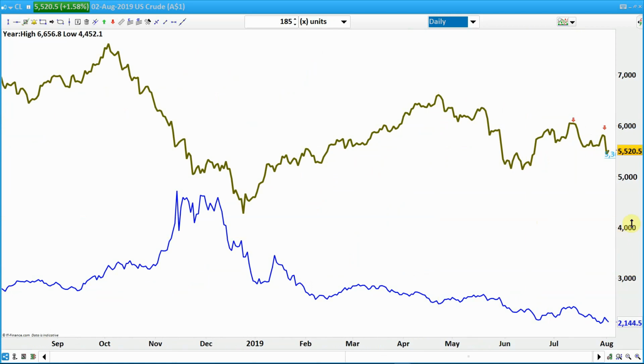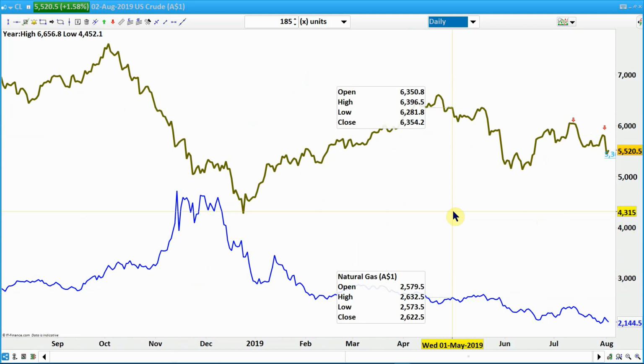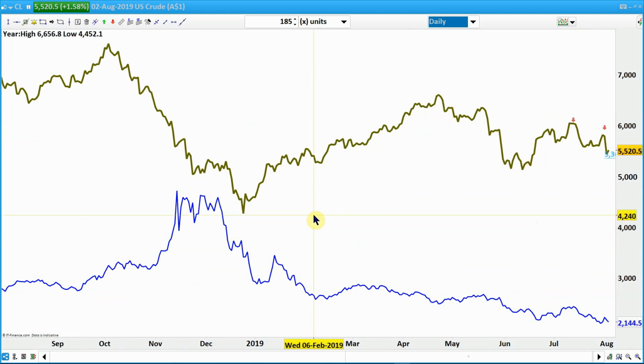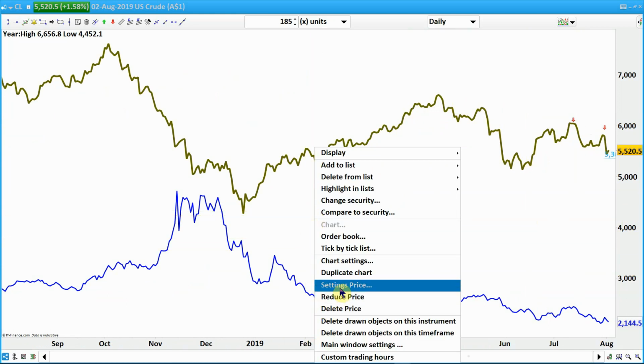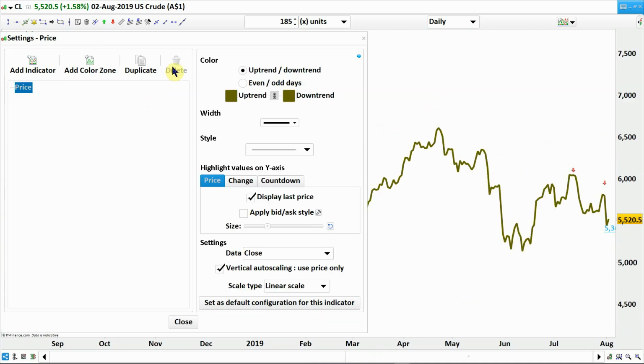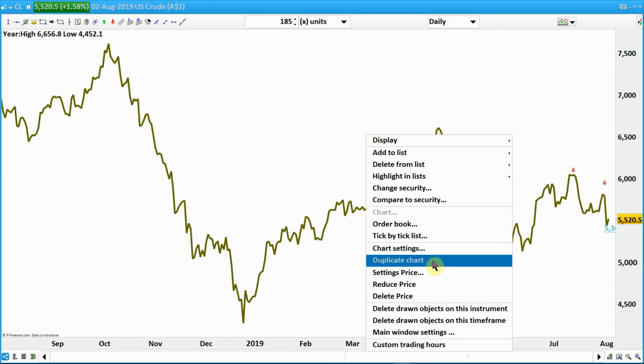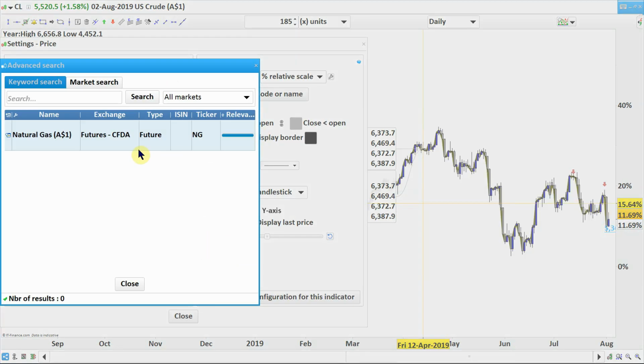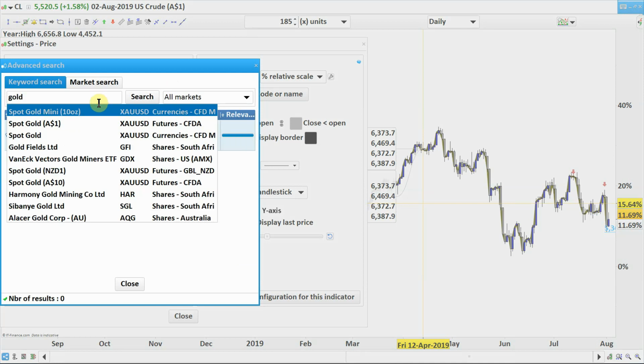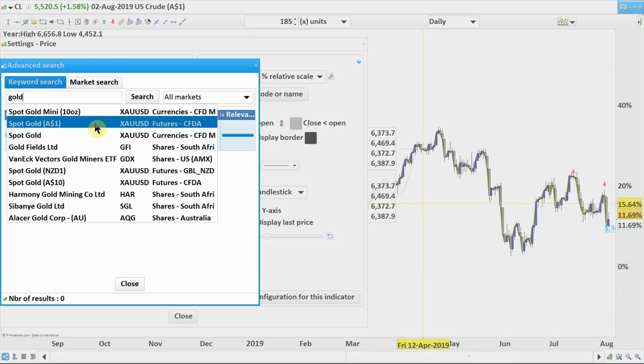And can we do one more correlation between crude oil and gold, please? So Sri is asking, he wants us to do a correlation on crude oil and gold. Yes, what we need to do, we need to delete the natural gas, and then we go to settings, price, sorry, compare to security, and then go to gold, XAU. You can write gold, Australian dollar one. Make sure it is Australian dollar one.